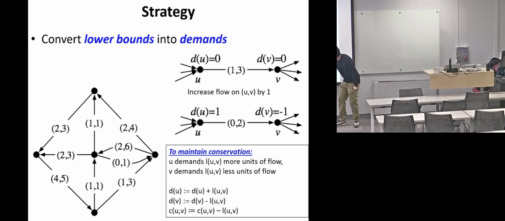So I just set this thing. The capacity is also set to be smaller, and you just do this for every edge with a lower bound. Once you do this, every edge has no lower bound, and now it's just a circulation problem.